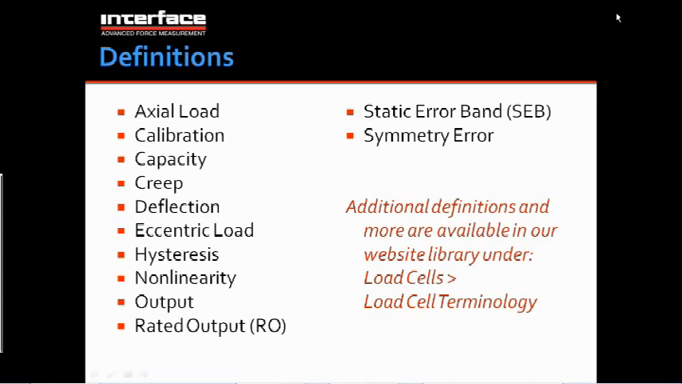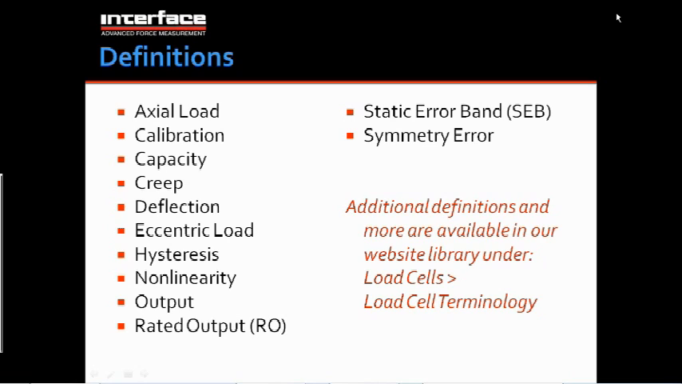Creep is a change in output, change in electrical output of the load cell when the load and all environmental conditions around it are the same. Deflection is the deforming of the load cell under load. Eccentric load, as previously explained, is a load that is not applied along the line of action of the load cell.